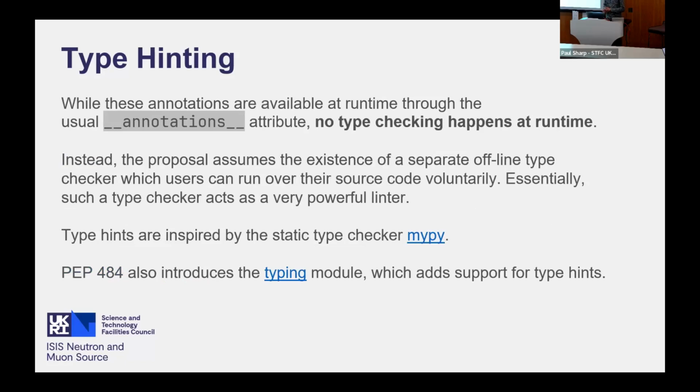So as I've mentioned again, no type checking happens at runtime. You have access to your type hints through the annotations attribute, but what the PEP here was assuming was that you have your offline type checker, so you'll run it through MyPy or something like that, which will do the type matching for you. So the other big thing in PEP 484 is it introduced the typing module, which adds support for type hints, and we'll be making use of some of those routines as we have a look through Pydantic as well.